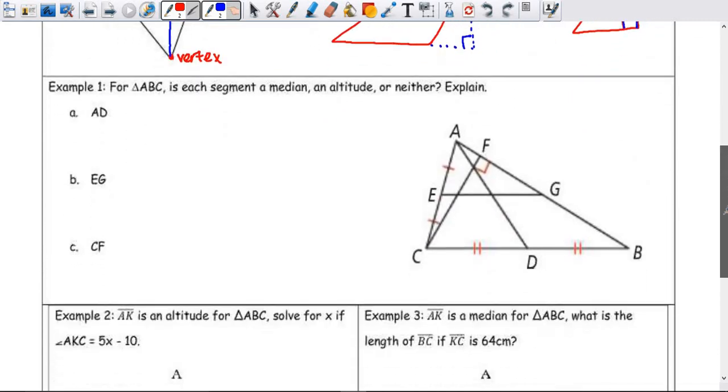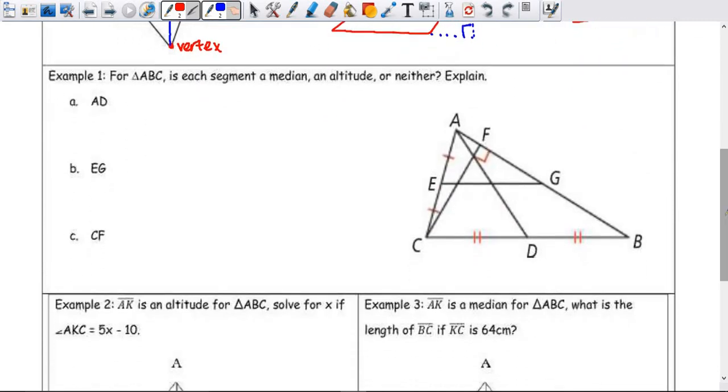All right, let's do some examples using this. So for triangle ABC, is each segment a median, an altitude, or neither? And explain. All right, AD is right here. First, ask yourself, do you go from a vertex? Are you at a point of the triangle? You are. And then look at your other side. Are you either at a right angle for an altitude or a midpoint for a median? If you know these are congruent, then you know D is a midpoint, so AD then becomes a median.